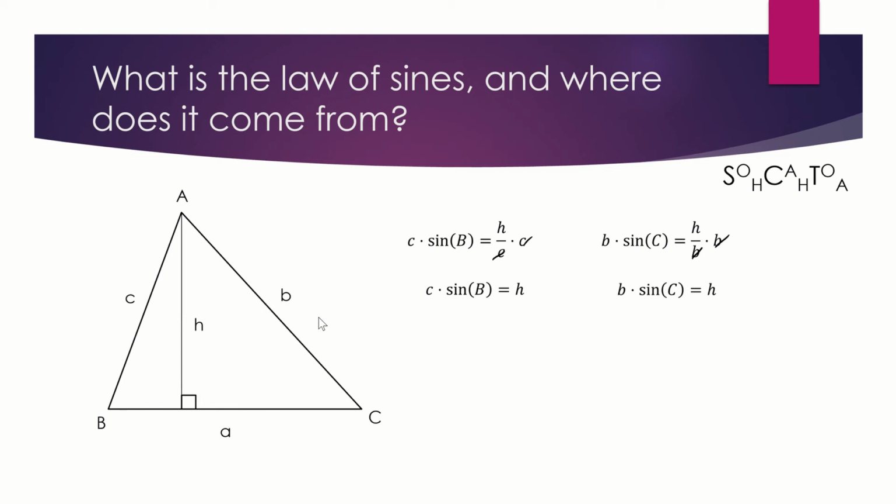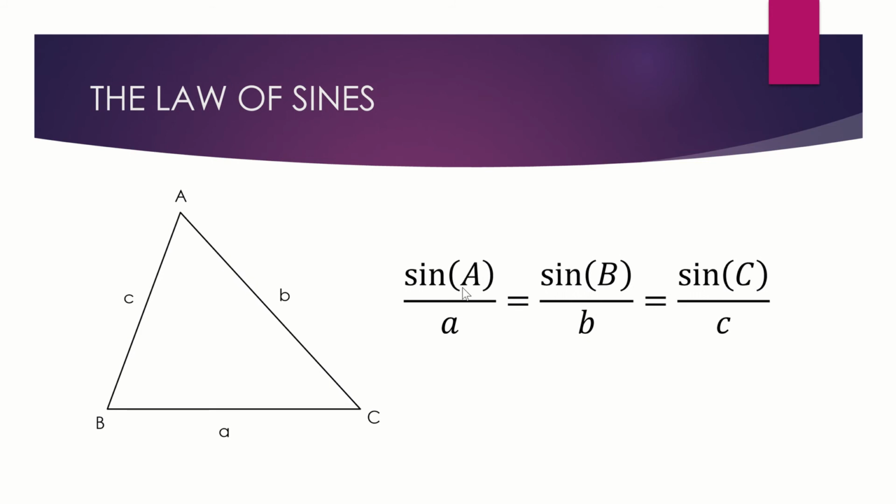So what that means algebraically is we can set them equal to each other to get this expression right here. So this would be equal to this, and then we can divide both sides of the equation by C and B in order to get the law of sines. So this is what the law of sines says. If you have the sine of an angle divided by the opposite side, it's equal to the sine of any other angle divided by the opposite side. And the same works for A too. So this is exactly what the law of sines is. The sine of any angle over its opposite side is the same no matter what the angle is.